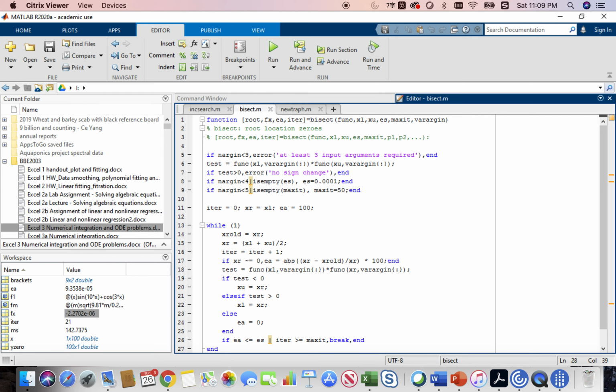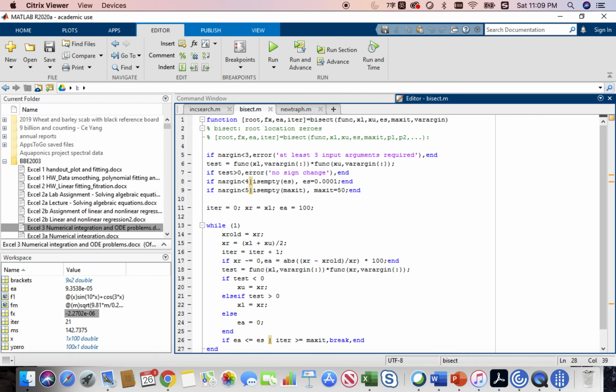And there are several outputs. The first output is root, which is the real root that is found by bisect. Fx is the fx value at the root position. Ea is the error at the root position, and iter is the number of iterations by the time we find the root.